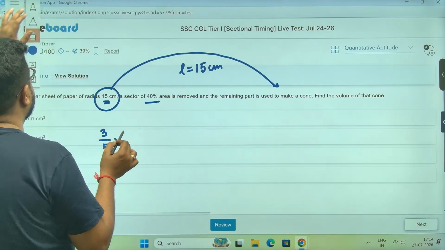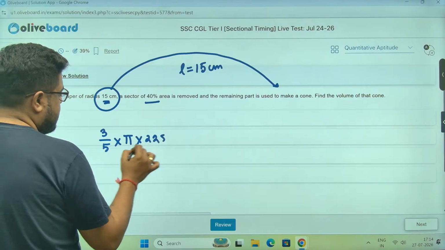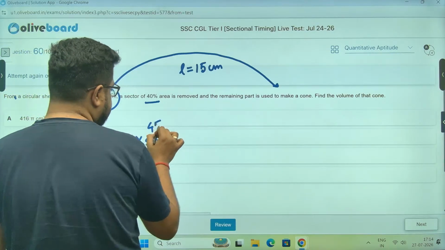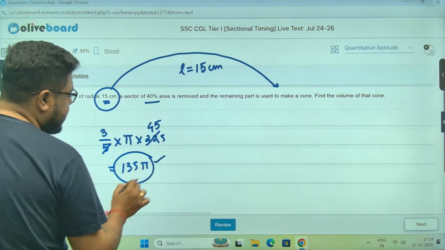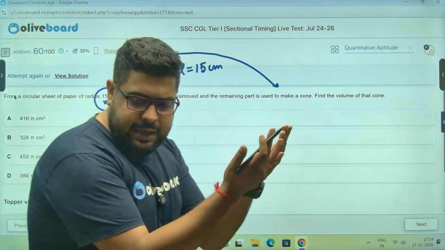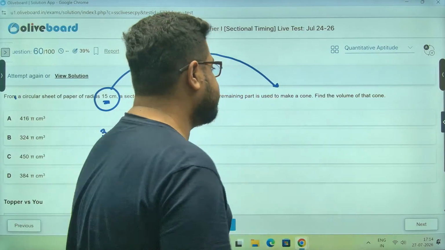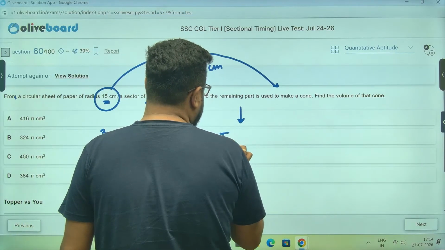Achha, pi I don't need to put, options have pi in it. Pi into r square. So 3/5 of this, so 135 pi. That is the curved surface area of the cone, sir, because I'll make the curved surface only. There is no flat bottom. So in this case, sir, I can say pi r l.